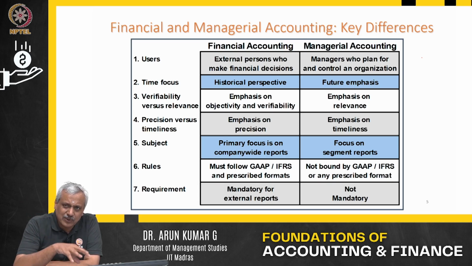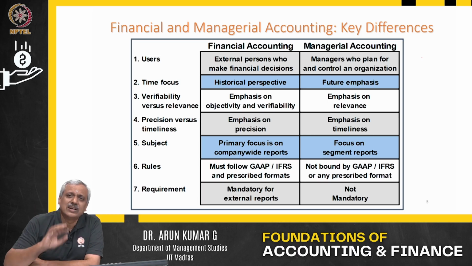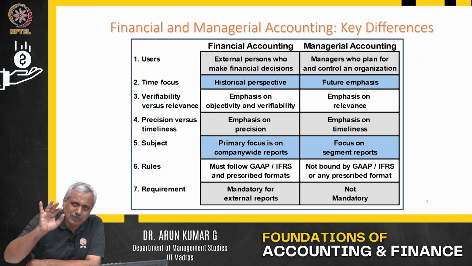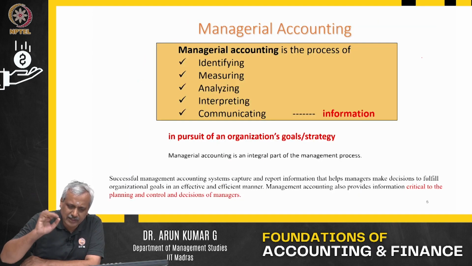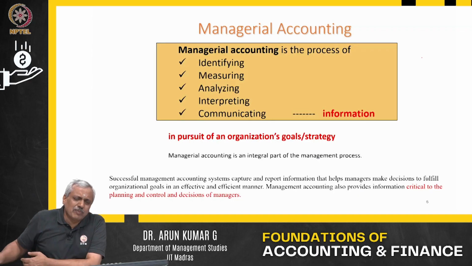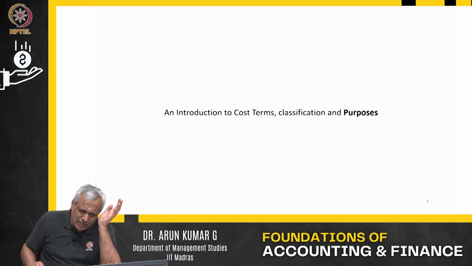Requirement: financial accounting is mandatory, every year they have to prepare a financial statement and submit it. Cost accounting has no such mandatoriness. It is basically internal for decision making. The company will prepare it as and when they require it. I have given you some more details on management accounting, what the process is. Now, I am moving into a few more definitions.